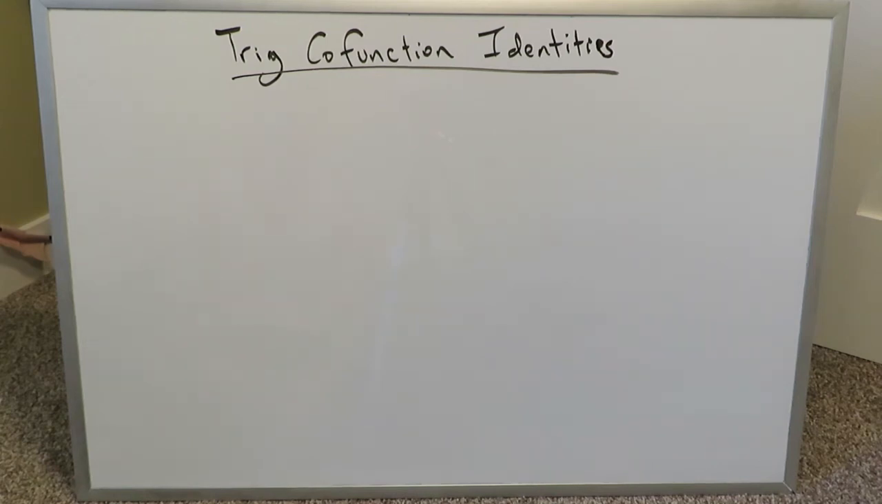Good afternoon, everyone. I am Mr. Ish. Let's take a brief break from calculus topic and come to this trigonometric topic, that of cofunction identities. Cofunction identities are those identities which define the relationship between angles, complementary angles, and the trigonometric functions.